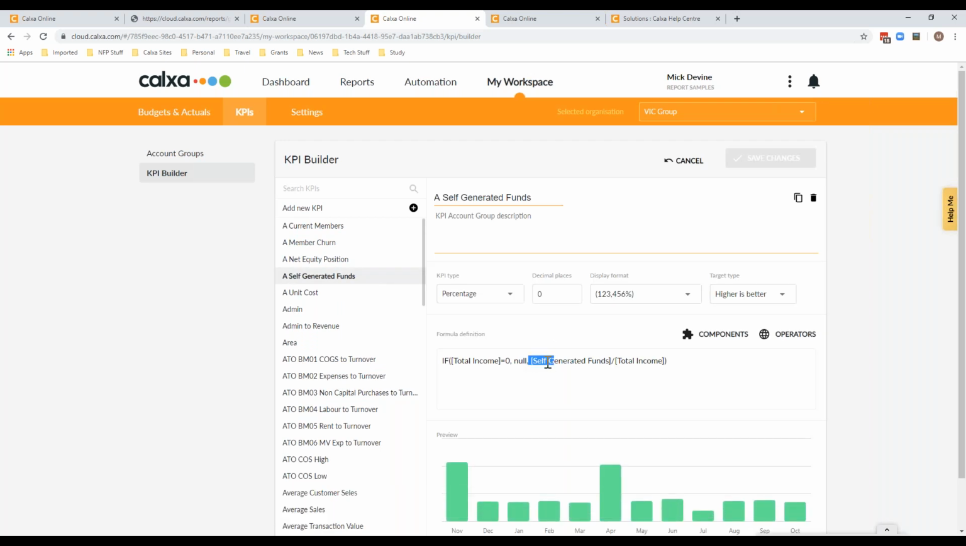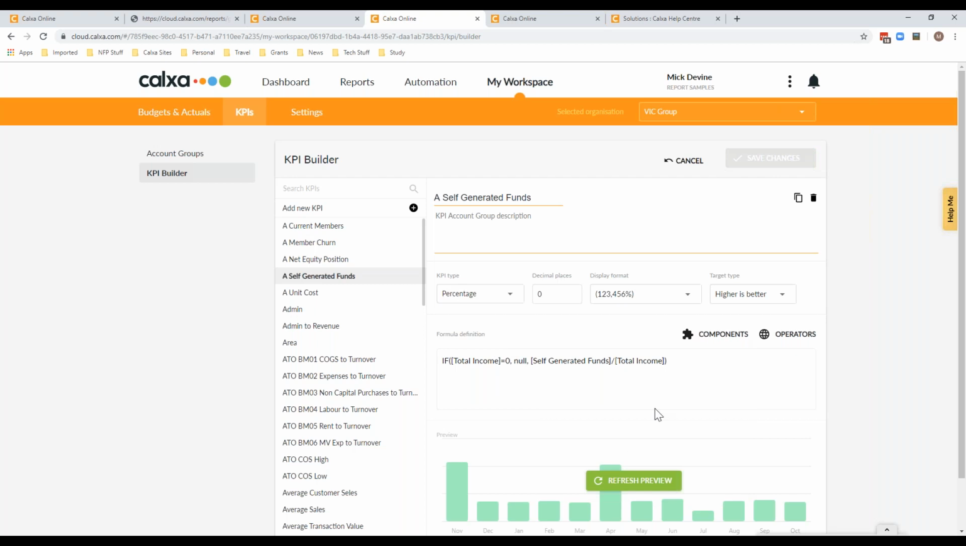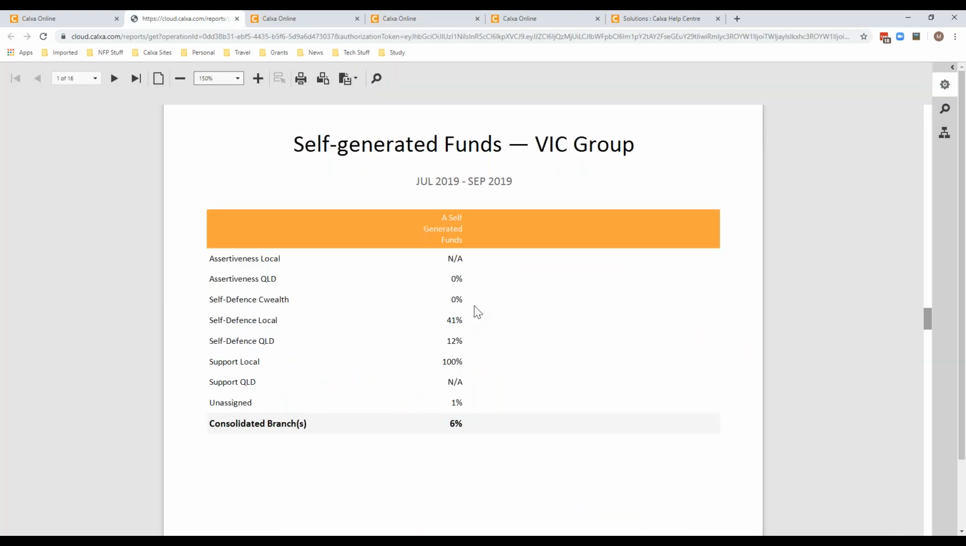And then if I just show you, if I just delete that again, the first part's just checking that we're not dividing by 0, but we go account groups, self-generated funds divided by account group total income. And total income is one of our built-in groups, so you don't have to create that. It's just all your income accounts. And that gives us a percentage of the income.